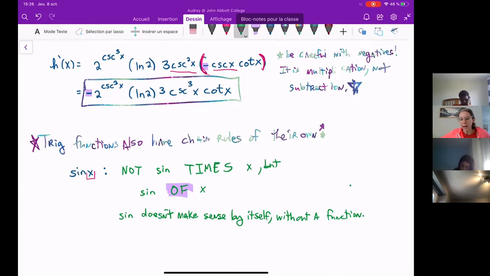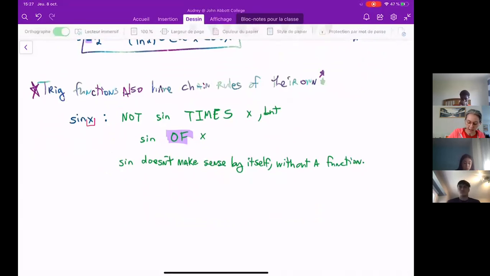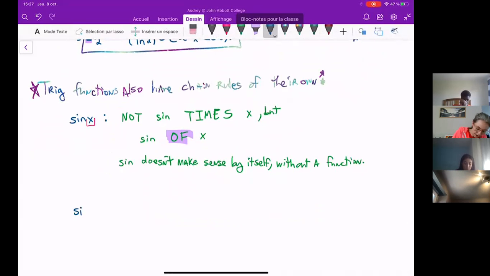And so in the same way that we don't say ln times x, we say ln of x. I don't do a product rule when I see a ln x. I just do 1 over x. Sine is the same. This is sine of x. And what that means is when we're doing a chain rule, if I have something other than x, if I have a whole function, I need to do a chain rule. So in other words, this sine x here, if I have sine x, that's sine of x. The derivative of that, we said, is cosine of x.